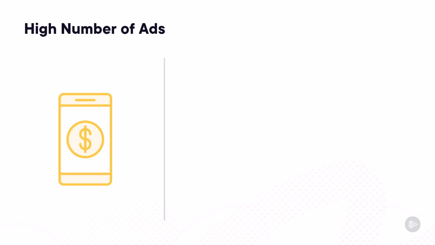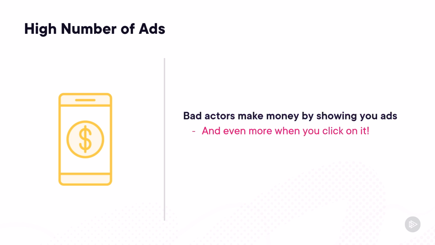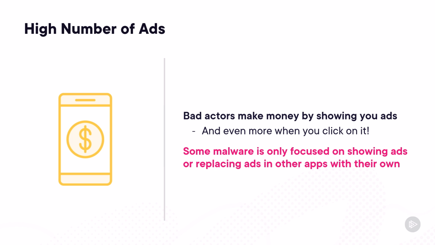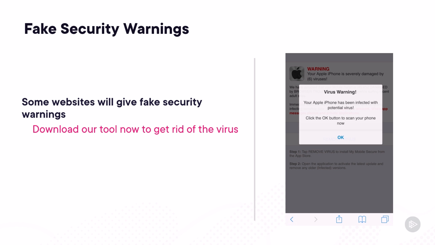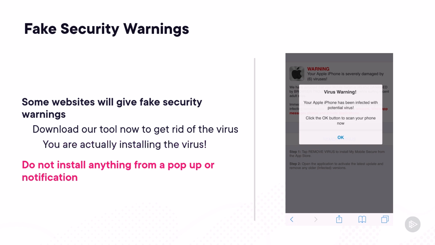Something that is almost always malware is an increased number of ads, because bad actors make money by showing you ads, and they make even more money when you click on them. Some malware is actually only focused on showing ads or replacing ads from your browser or other apps with their own because it's such a lucrative market. Some websites might give you fake security warnings, similar to the desktop alternatives that we have seen before. It's always around the topic of download our tool now to get rid of the virus, but when you do that, you are actually installing the virus. Remember, never install anything from a pop-up or notification like that.